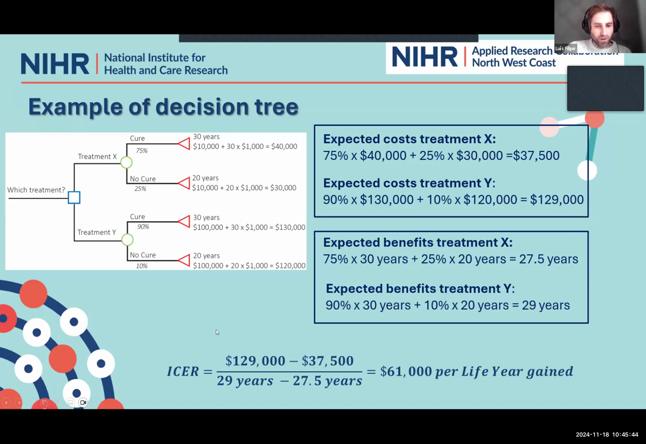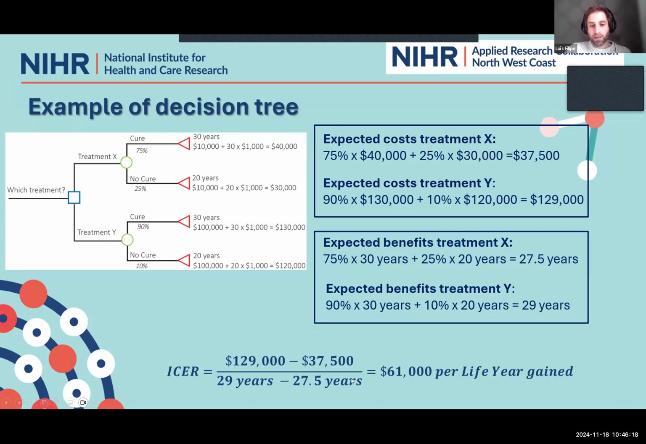Now, I know this is going to be taught later, but then you are able to compute the ICER, which is the incremental cost effectiveness ratio. And there will be a class for this. I'm just jumping ahead. You can literally see how much is the extra cost of treatment Y compared to treatment X. So you can do this $129,000 minus the $37,500 and this is the extra cost.